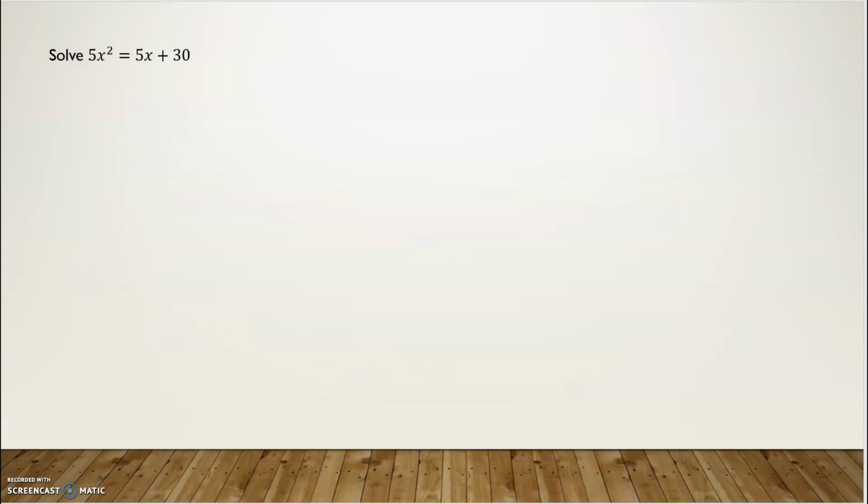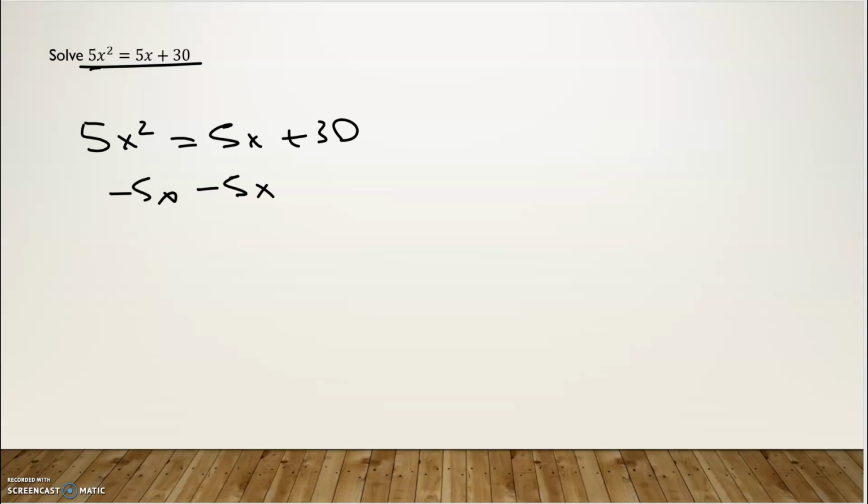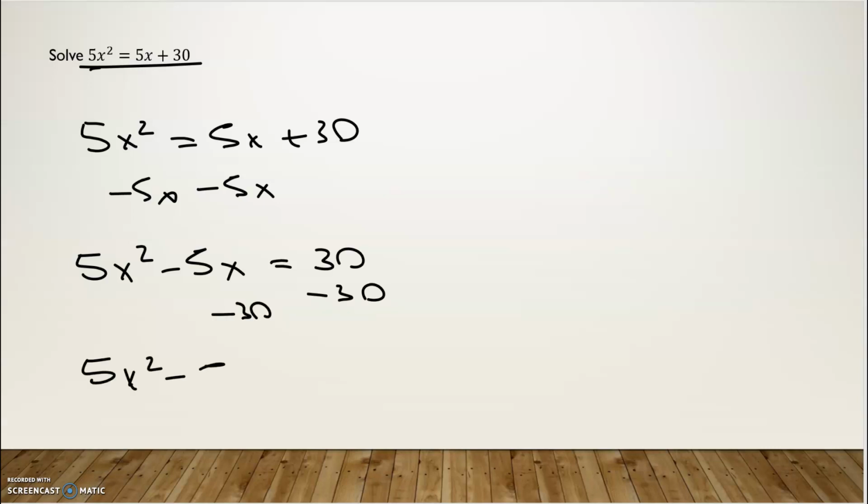Okay, now let's take a look at this one. First off, we have a leading coefficient of 5, and this is not in standard position. So we need to first of all put it in standard position. So I need to move the 5x over. So 5x squared minus 5x is equal to 30. And I also need to move that 30 over as well. So 5x squared minus 5x minus 30 is equal to 0.